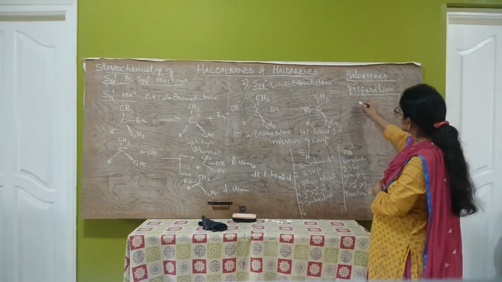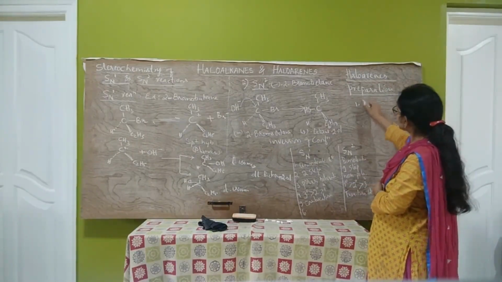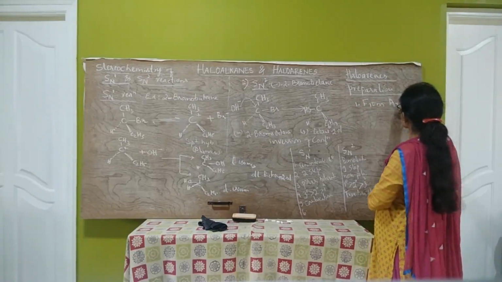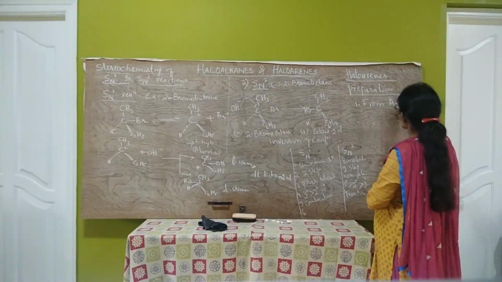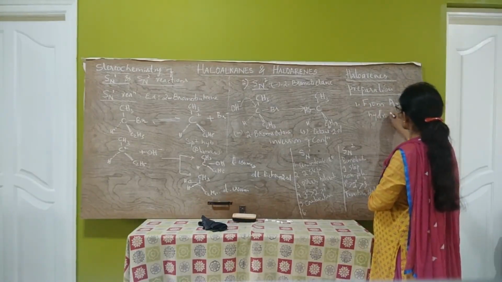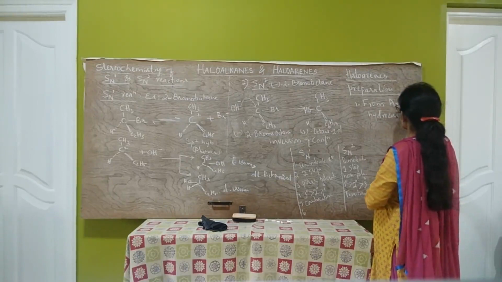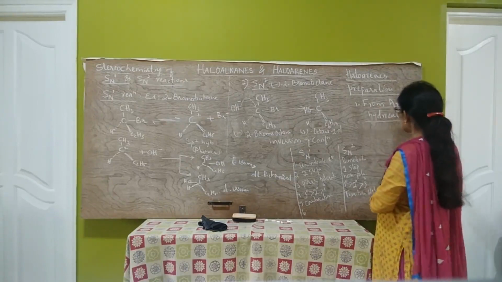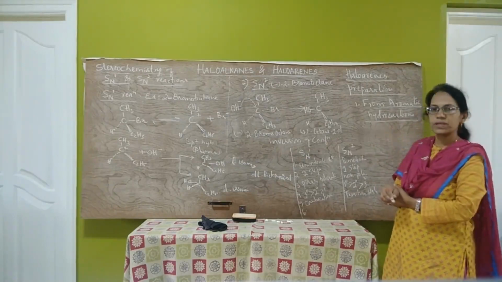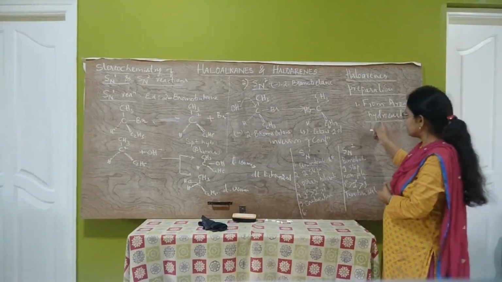The first method is from aromatic hydrocarbons. Preparation of haloarenes from aromatic hydrocarbons.